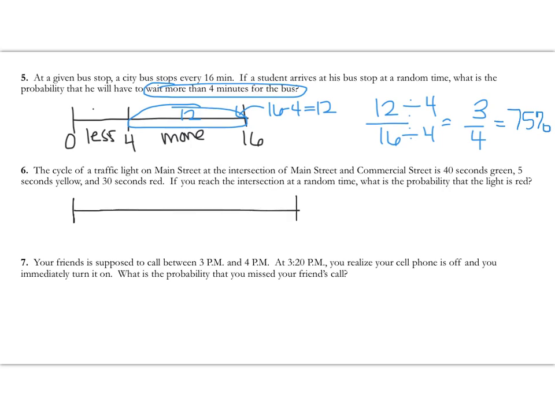All right, let's look at the next one. So the next one, we're talking about a traffic light. It says that the traffic light is green for 40 seconds. It is yellow for 5 seconds.